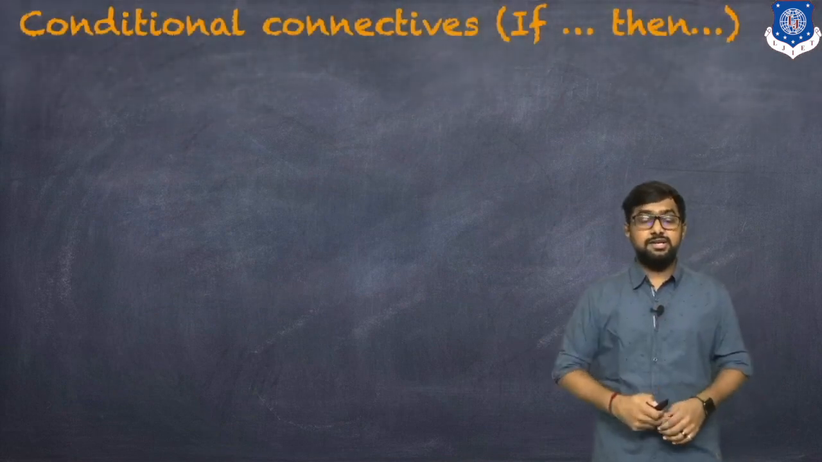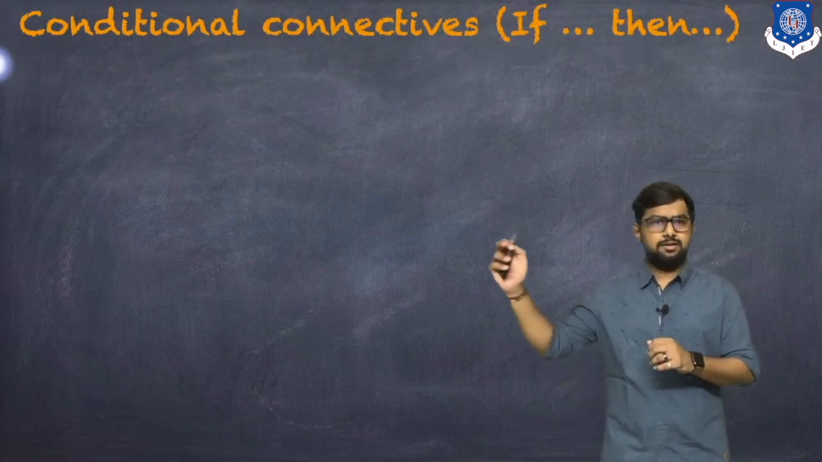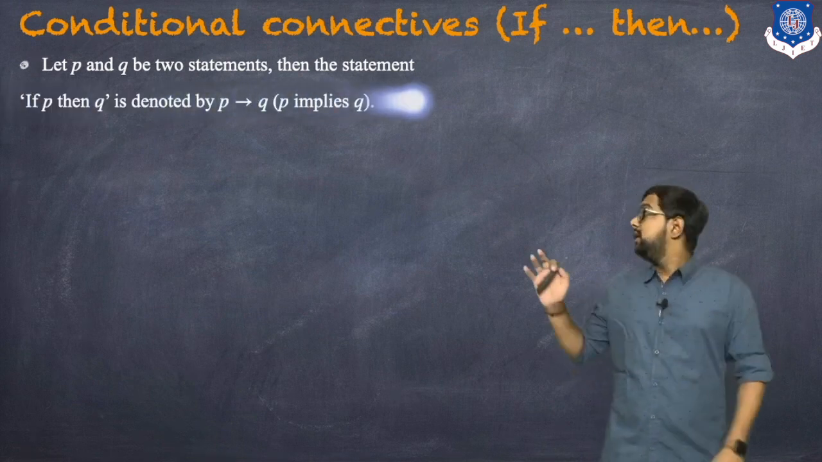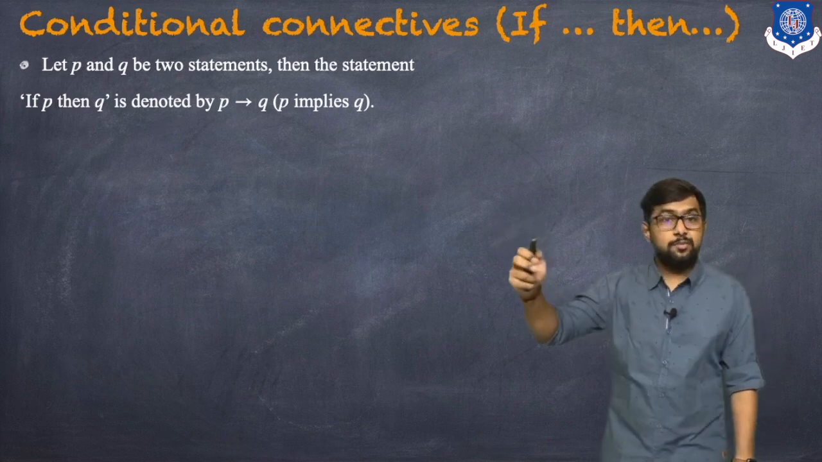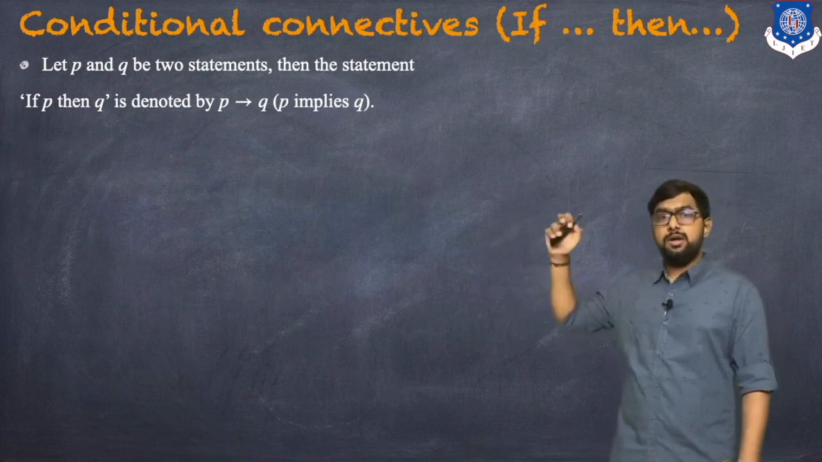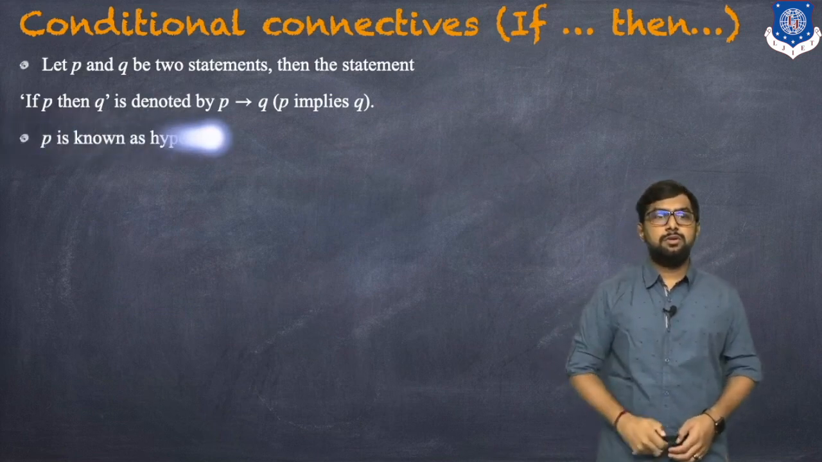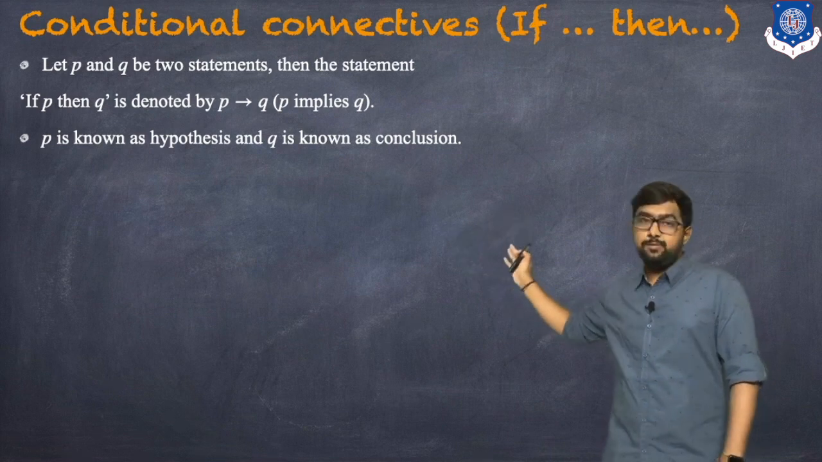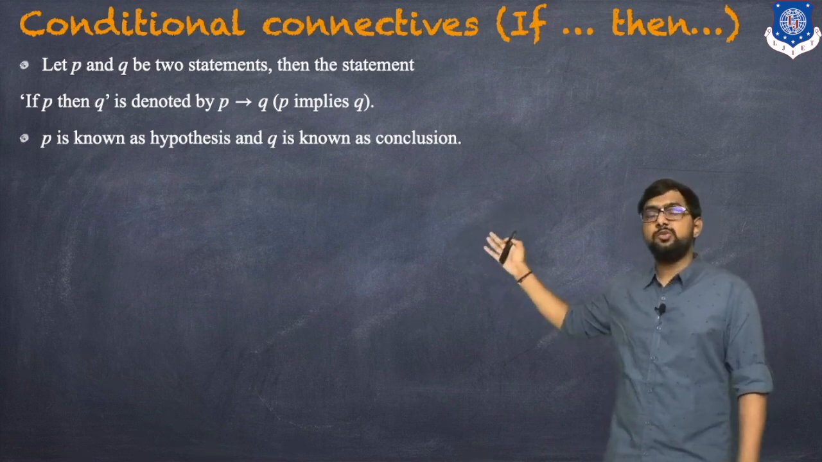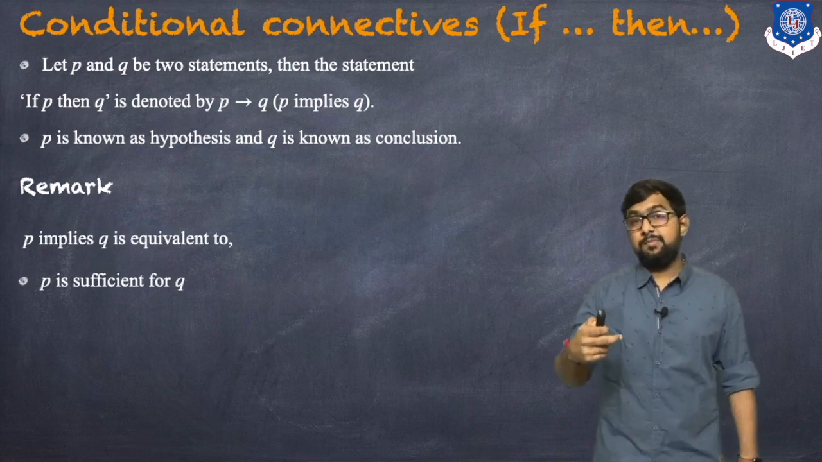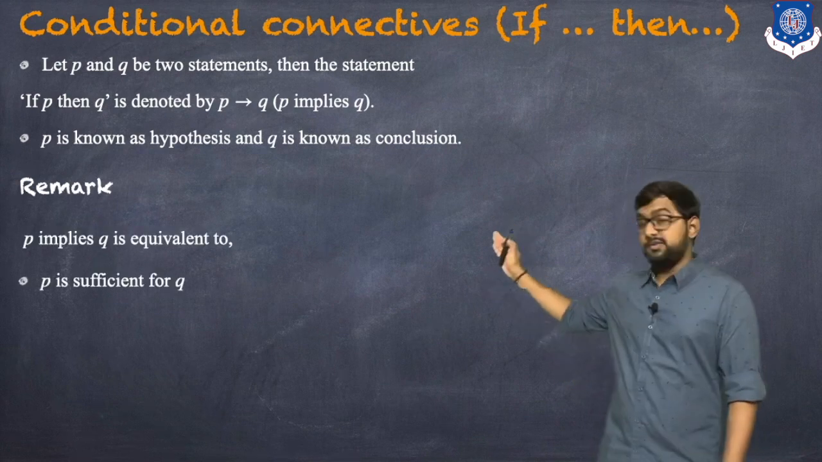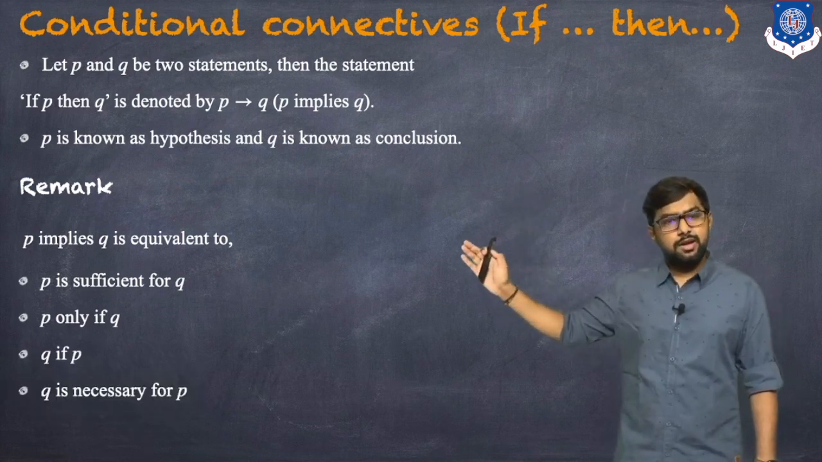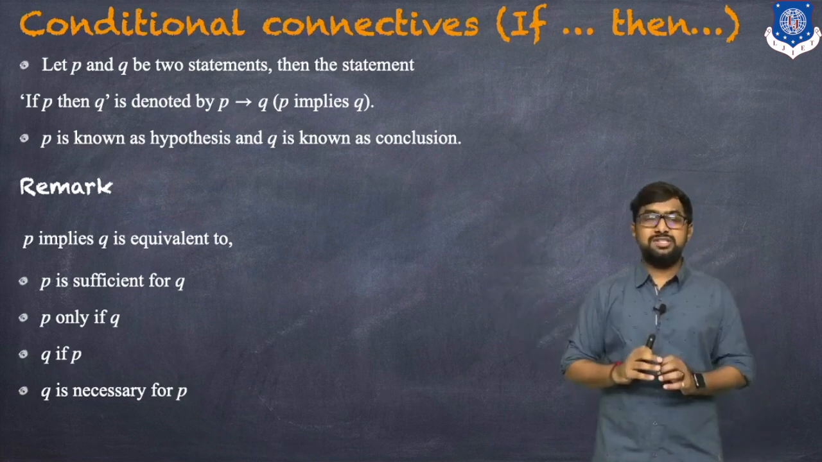Now the next connective, the conditional, that is if and then. Let P and Q be two statements, then the statement if P then Q is denoted by P arrow Q, and that means P implies Q. The left portion, P, is known as the hypothesis, and the right portion, Q, is known as the conclusion. Remark: P implies Q is equivalent to P is sufficient for Q, P only if Q, Q if P, and Q is necessary for P.